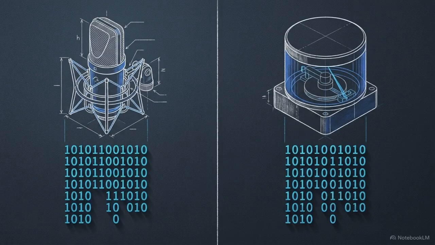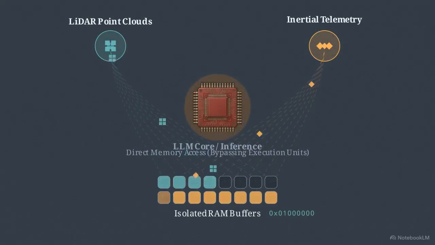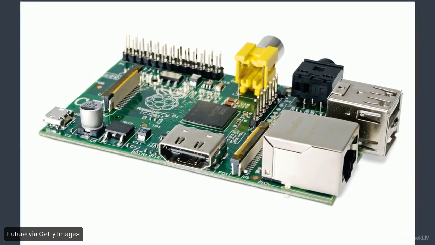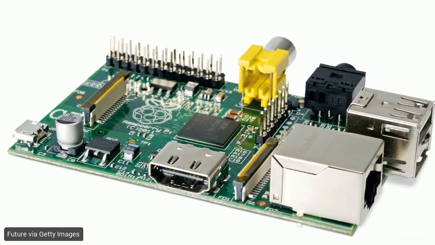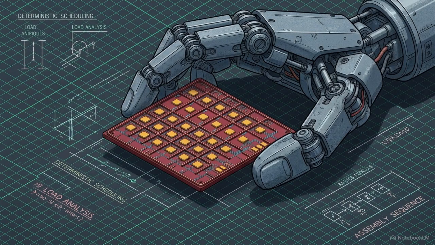On a tensor exokernel, the robot's sensors are treated exactly like a microphone. LiDAR point clouds and inertial telemetry are streamed via direct memory access straight into the isolated RAM buffers. When the model completes its forward pass, it bypasses standard software drivers entirely. It outputs its command vectors directly through memory-mapped I/O pins, blasting immediate, predictable torque arrays to the physical joints. An autonomous robot's mechanical safety is mathematically guaranteed only when the tensor core schedule is absolutely deterministic.